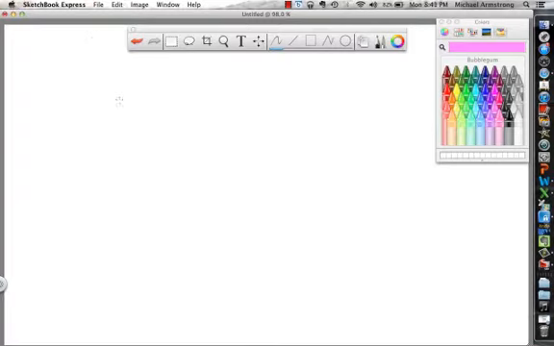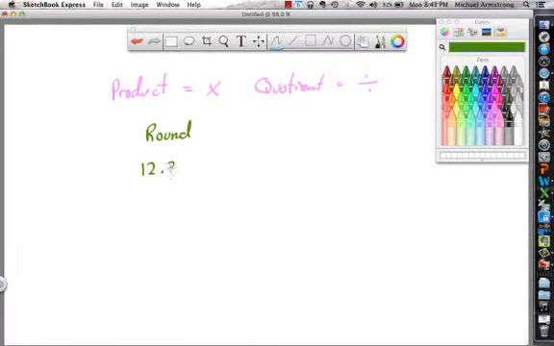We're going to look at products and quotients. Product, remember, is multiplication, and quotient is division. So the first thing to do would be to round to the nearest whole. So one way is to round. If we took the number 12.3 times 4.8, this would round to 12 times 5. And 12 times 5 is 60. 10 times 5 is 50, plus 2 times 5 is 10. That's 50 plus 10 is 60.